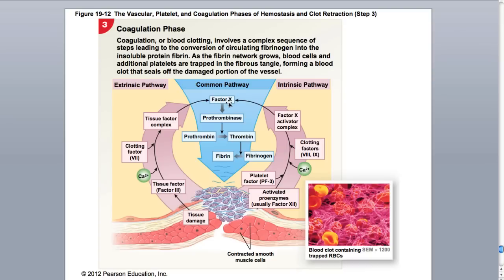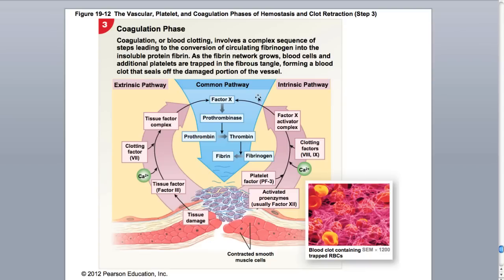What happens next? Well, factor 10 produces an enzyme called prothrombinase. Prothrombinase is an enzyme that converts prothrombin to thrombin. Now, do you see a cascading effect here? Thrombin, in turn, converts fibrinogen into fibrin. And now you can see in the illustration these little webs being formed, and you see it on the inset as well. In the inset, you see these little white, reddish spider webs, and those spider webs keep everything trapped together. So: factor 10, prothrombinase, prothrombin, thrombin, fibrinogen, fibrin.